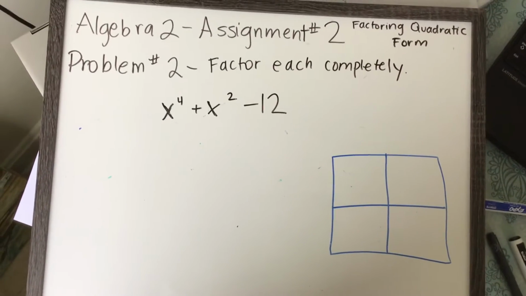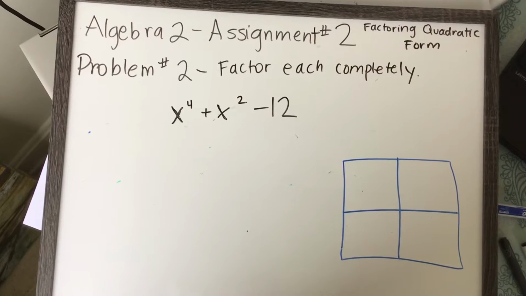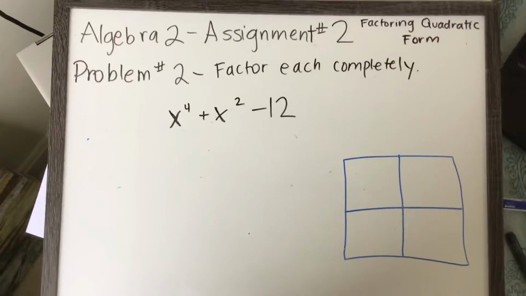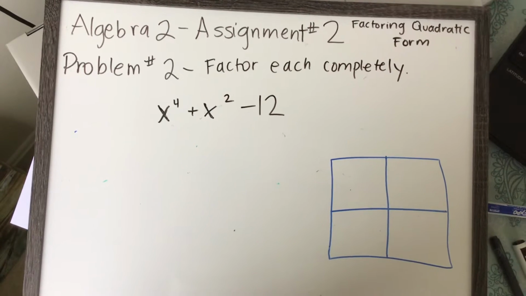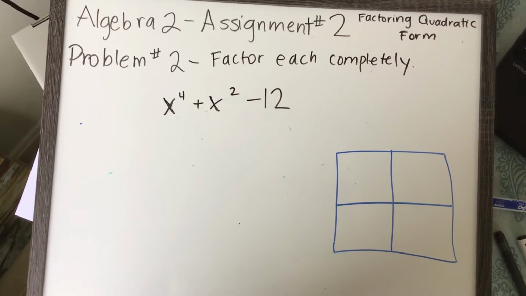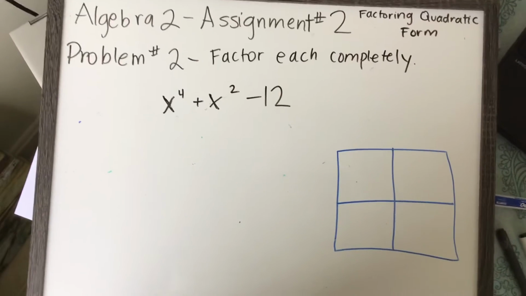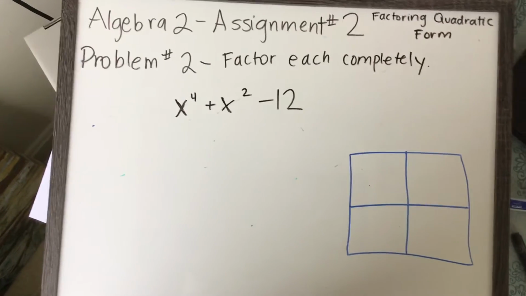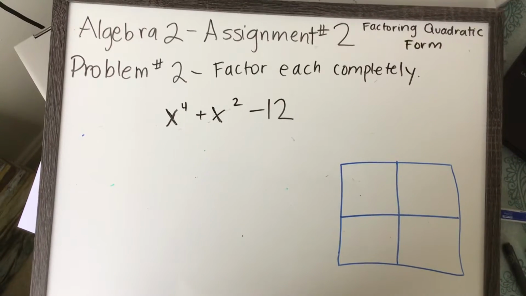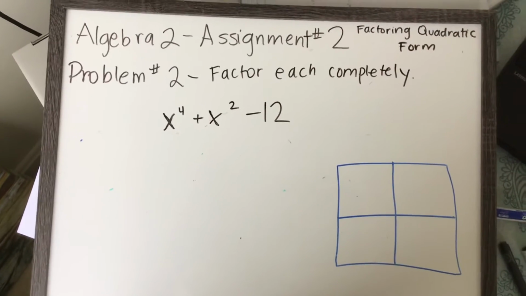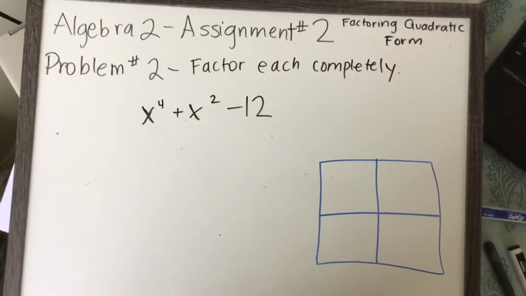Okay, so we're going to go ahead and do the problem x to the 4th plus x squared minus 12, and I'm going to factor this using a generic rectangle. Remember, we have 3 terms here, but that middle term, x squared, is going to be the sum of 2 of the boxes, and you'll see what that looks like in just a second.